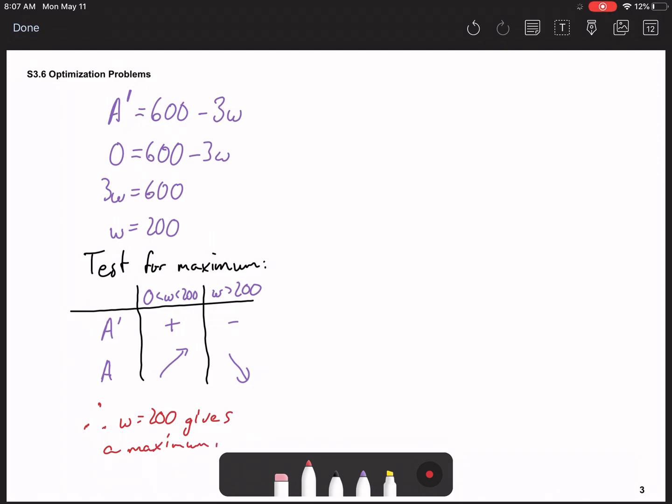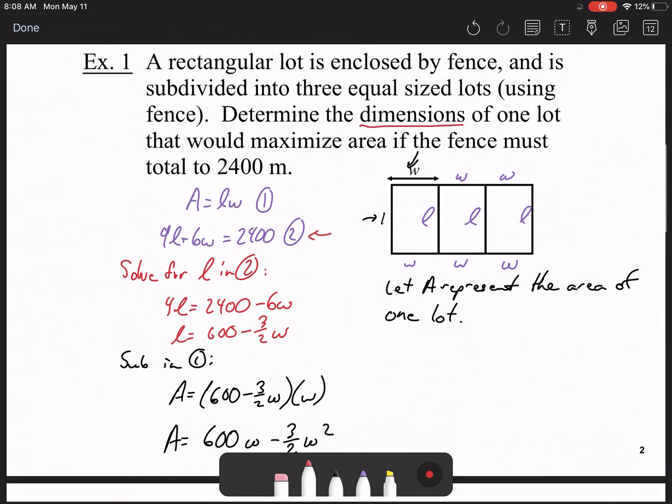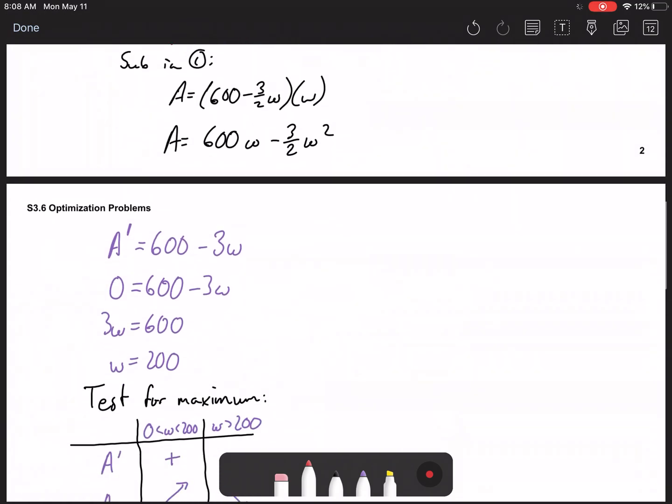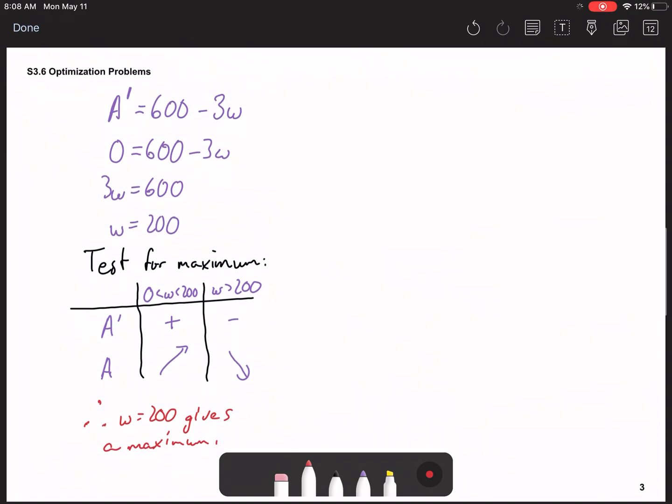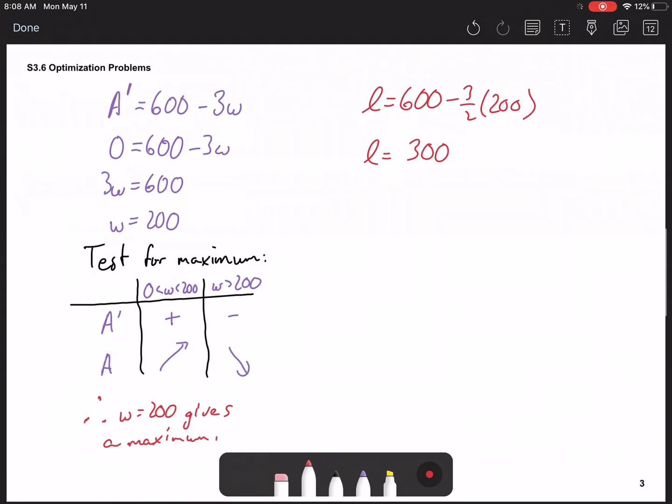So what I need to do now is find out the dimensions that will maximize this area. I've already got my width. Now I can figure out my length. I can use this formula for L. Substitute 200 in, and I get a length of 300. And there I go. The length 300 and the width 200 will maximize the area of the lot.